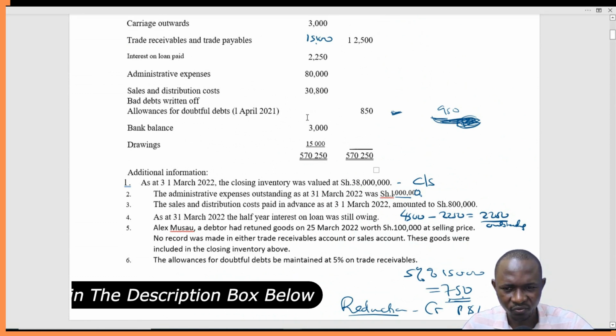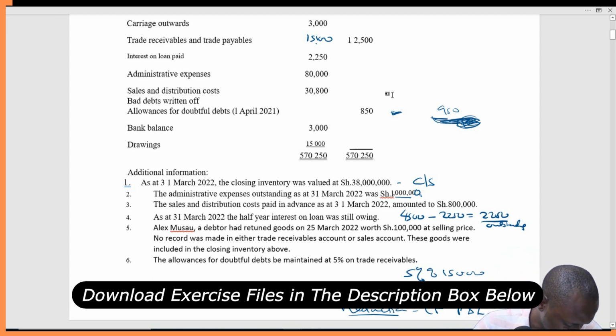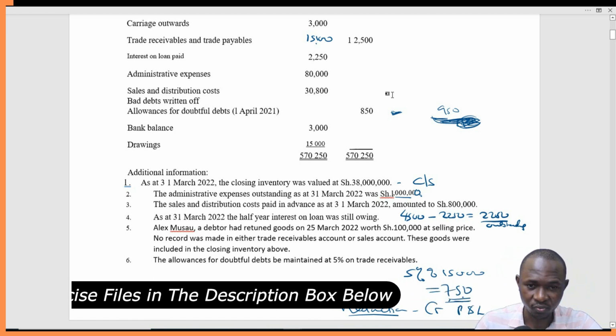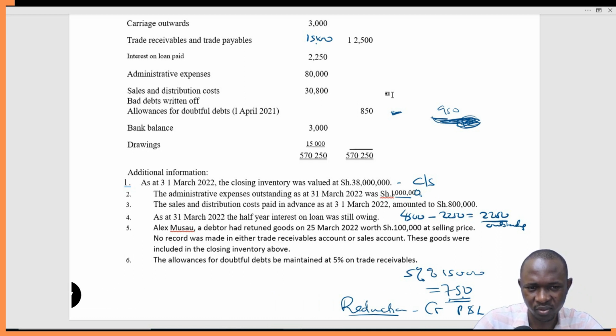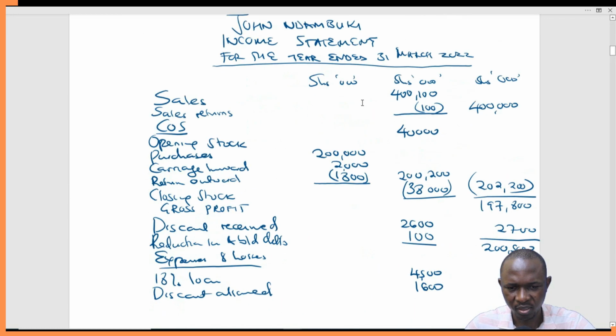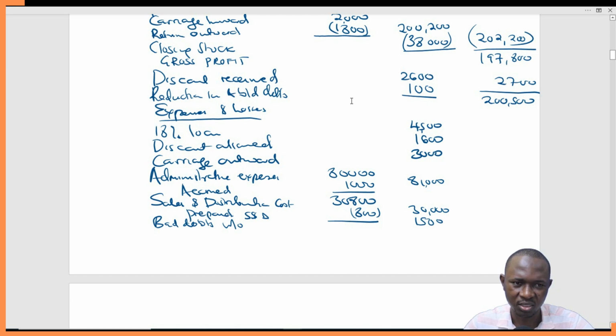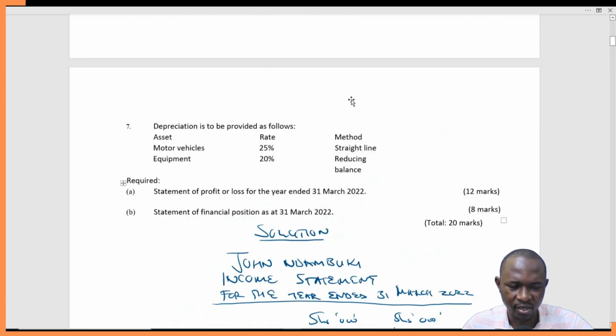Bad debts written off. How much is that? Looks like there's a figure missing there. Bad debts written off is 1,500. Sorry, that figure was missing, but it's in the question, so just check on your question paper. Bad debts written off 1,500. So come here, bad debts written off 1,500, because it doesn't have any workings, we push it right there.